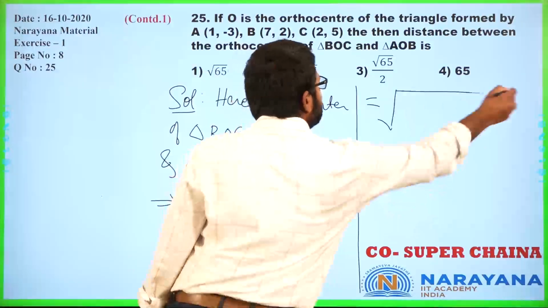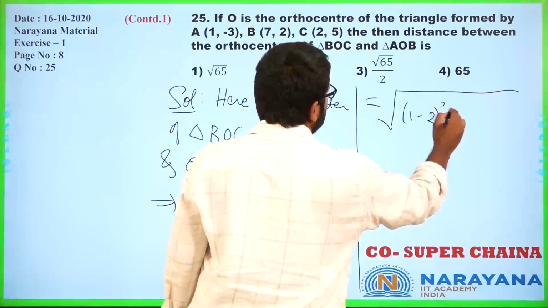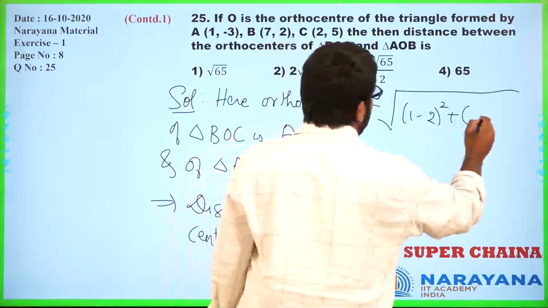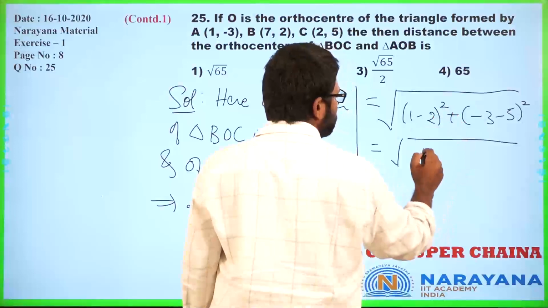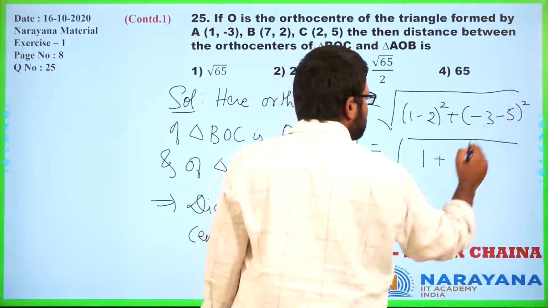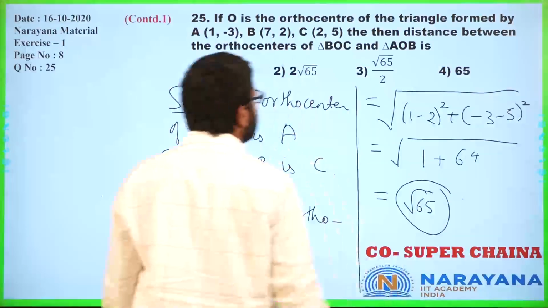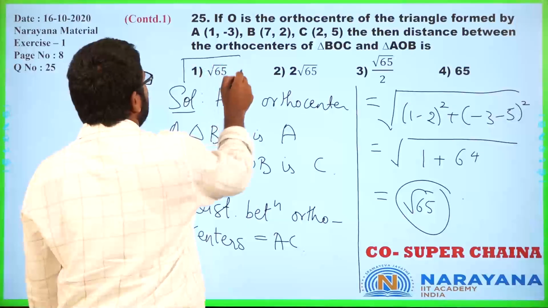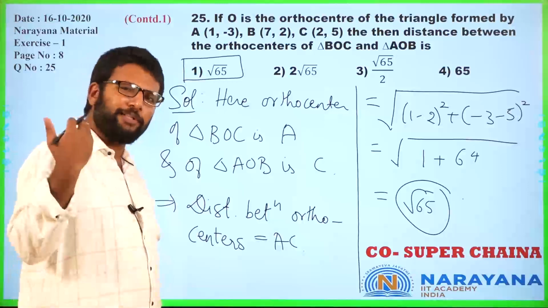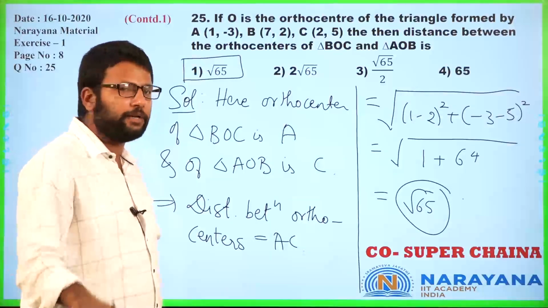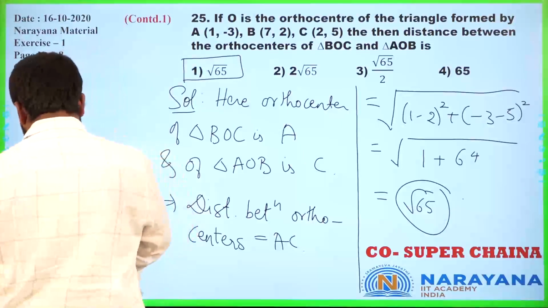Which is just use distance formula. Distance formula AC: (1 minus 2) the whole square plus (minus 3 minus 5) the whole square, right? Which is minus 1 square is 1 and minus 8 square will be 64. So this is root 65. Got it? Root 65 is the distance between the orthocenters of these two triangles. It's actually a property that you've studied in earlier classes, but you might have forgotten. Even then you can derive it. Alright? Okay. Then let us proceed.